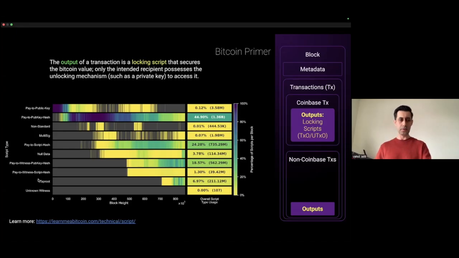This is the list of different types of locking scripts that we have on the Bitcoin network. And the plot basically shows that in early days of Bitcoin, most of the transactions, basically all the transactions, were of type pay to public key. And moving forward, this type of locking script dropped in popularity, and pay to public key hash gained popularity. We could also see that in recent days, pay to public key hash is also dropping in popularity, and instead, pay to witness public key hash is gaining popularity. But overall, 44% of all transactions across all blocks are of type pay to public key hash.